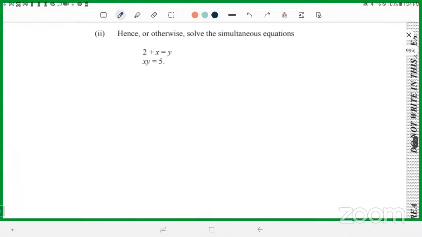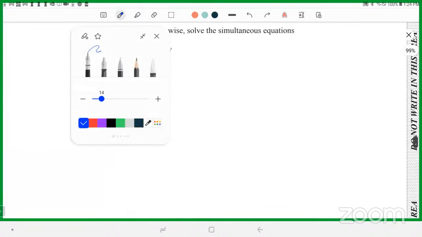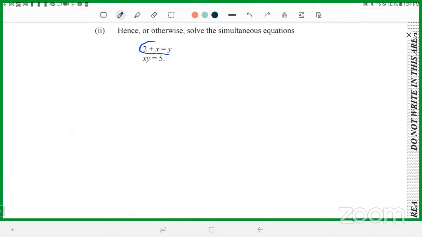Oh, we have to solve this pair of simultaneous equations, right? We have simultaneous equations of a line and a curve. I will normally substitute the line equation into the curve equation. Let me write them out again for you so I can show the substitution. So it's 2 plus x equals y, and it is xy equals 5. Those are the two equations.